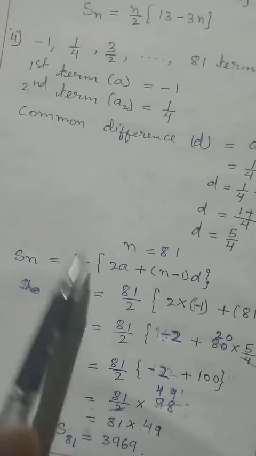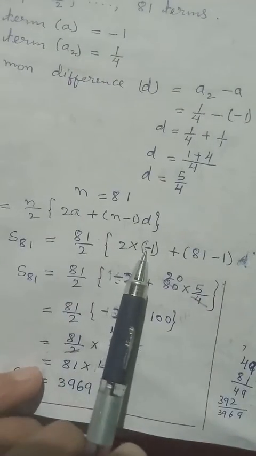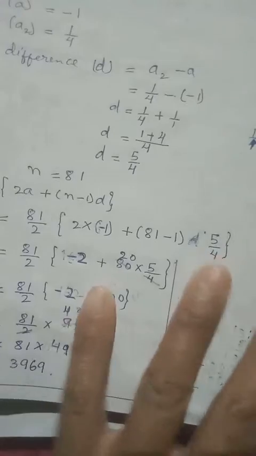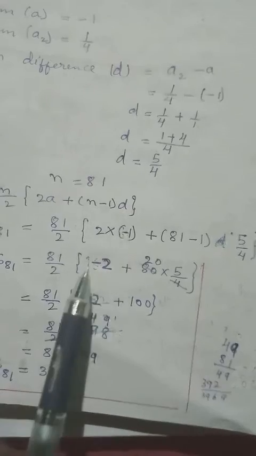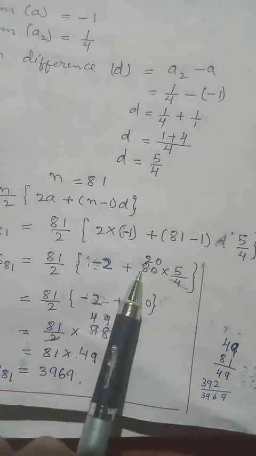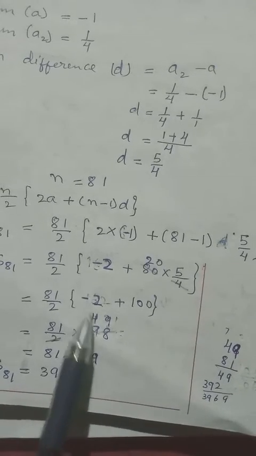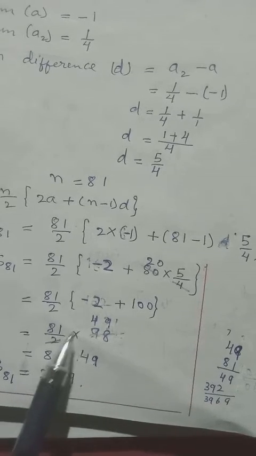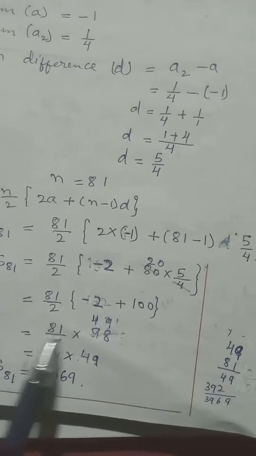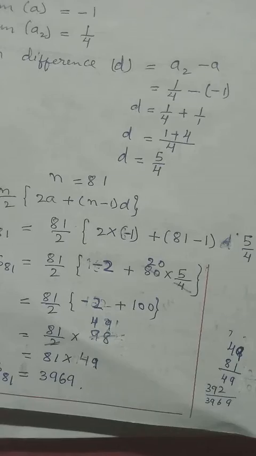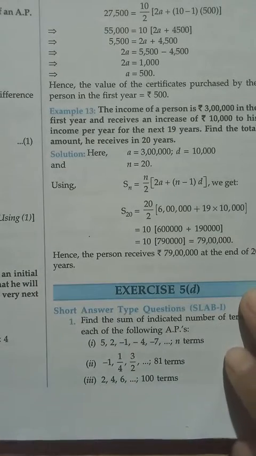Then we can use the formula. In place of n, we put 81 wherever there is n. Then a, the first term, we have minus 1. The common difference, we have 5 by 4. Here, because both are numbers, we can subtract. 2 into minus 1 is minus 2. 81 minus 1 will be 80. So 4 divided into 80, 20. 20 into 5, 100, minus 2, we get 98. Now, since we have multiplication, we can divide. So 98 divided by 2, we get 49. You multiply, then the sum is 3969. So the same way, you can try yourself number 3 and number 4.